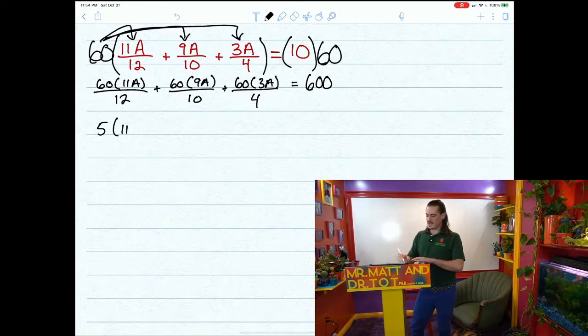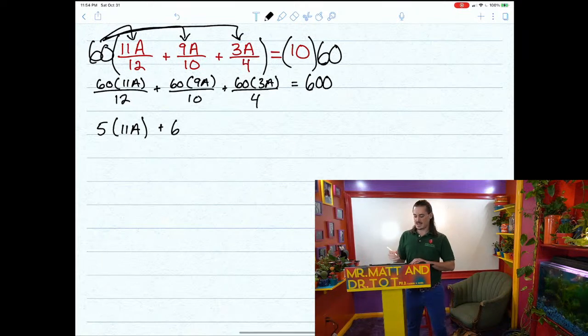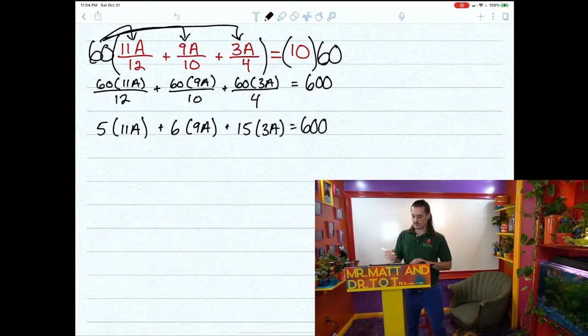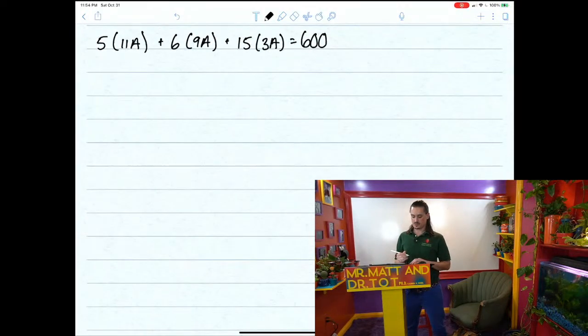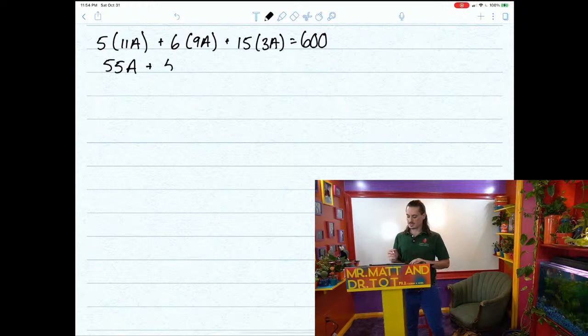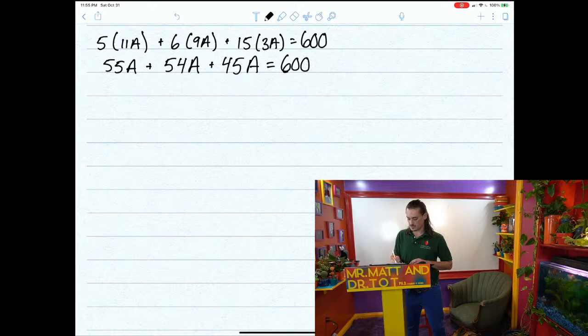5 times 11a is 55a. 6 times 9a is 54a. And 15 times 3a is going to be 45a. And that's all equal to 600. So 55 plus 54 is going to be 109. 109 plus 45 is going to be, excuse me, 154. So 154a is equal to 600.